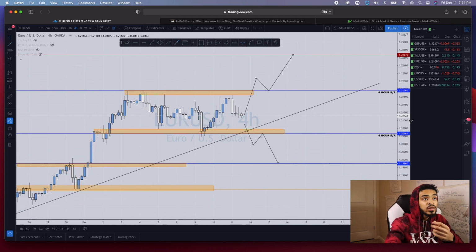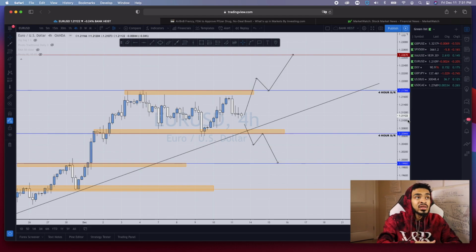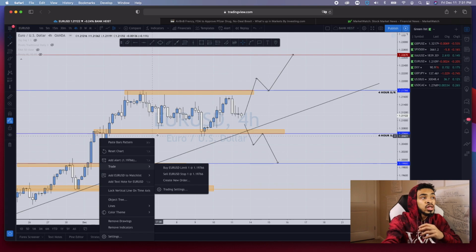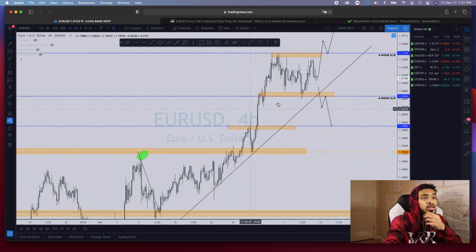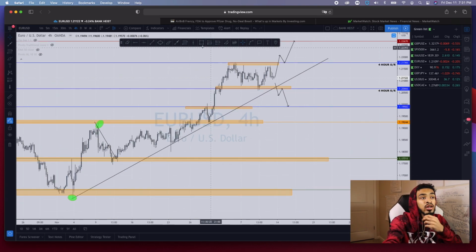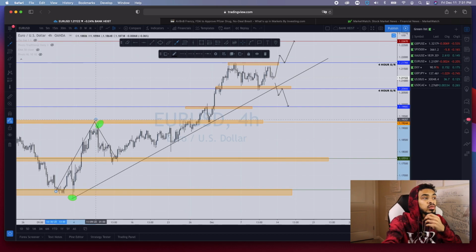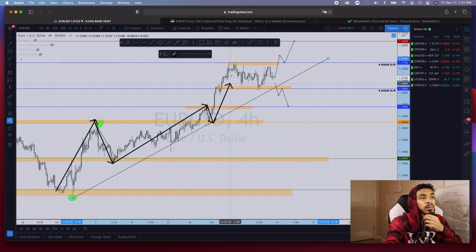Having support and resistance is something super important that you guys need, because it allows you to capitalize on opportunities in the market that you may not have if you didn't have these support and resistance levels. So you can see that the market is literally making higher highs and higher lows. Let's make this a little bigger. Boom, so higher highs and higher lows.